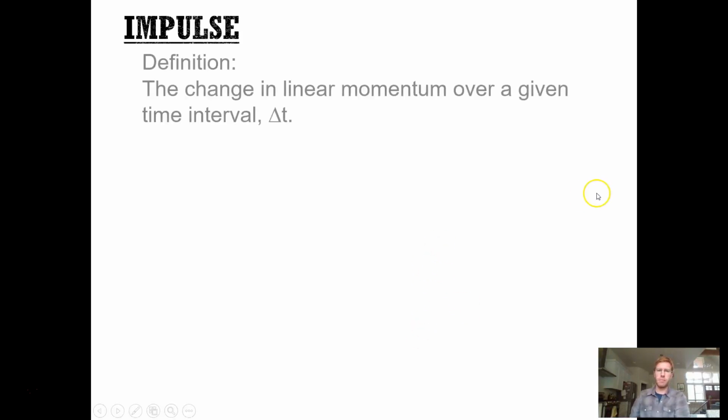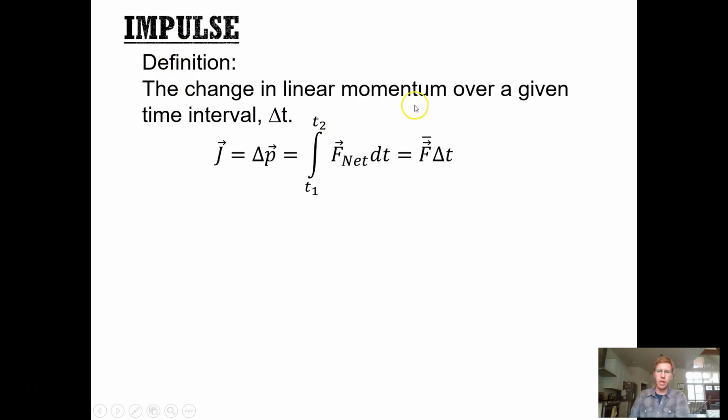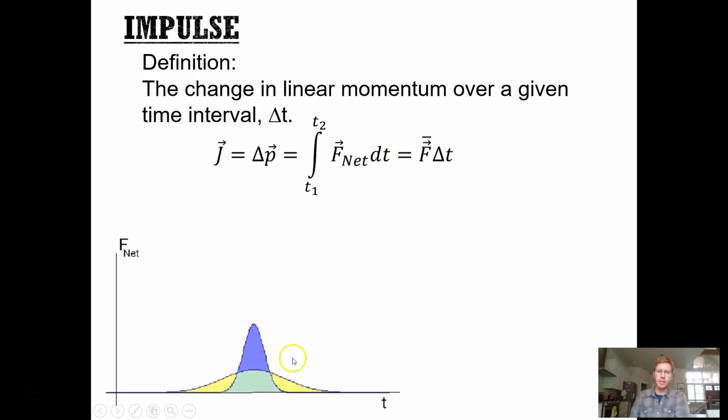Let's talk about impulse in a little greater detail. Again, impulse is the change in momentum, or it's the integral of force dt. So what we're saying is it's the area under the force versus time graph, again keeping in mind it's the net force.